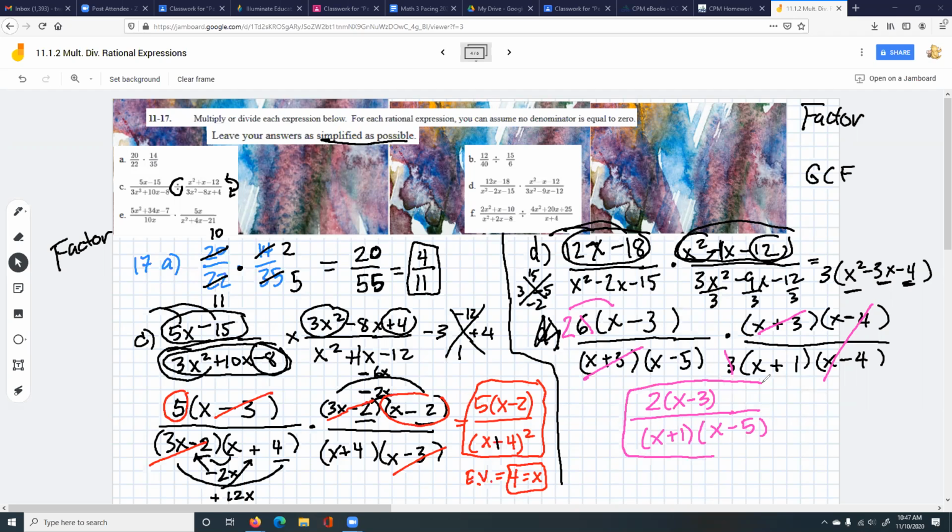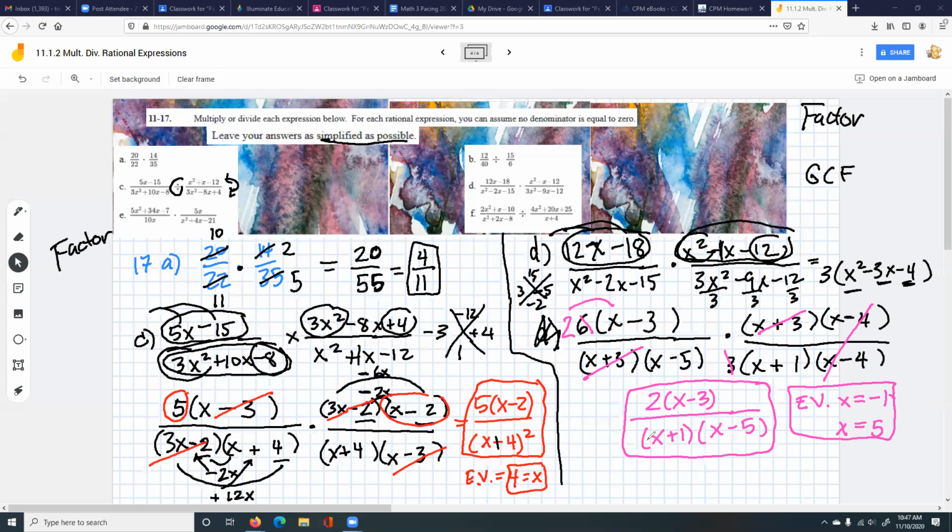Nothing else can cancel. I do want to put excluded values. There's 2 excluded values here, right? X equals -1 will make this part 0. And then 5 will make this part 0. I could just look at that and see, that's mental math. So this is our answer. This is our side note, our excluded values.